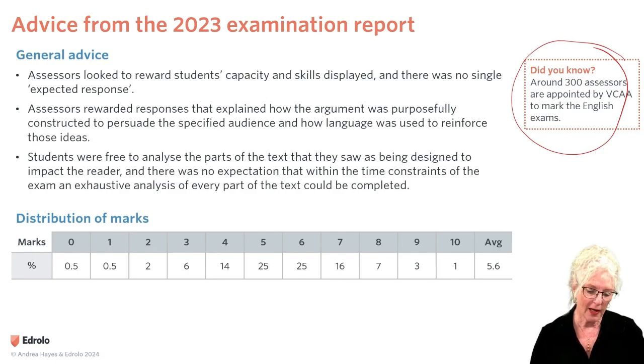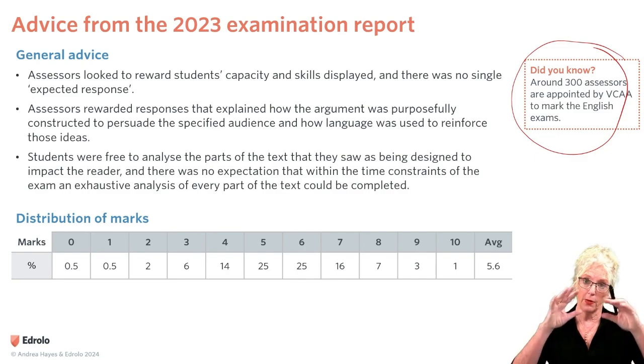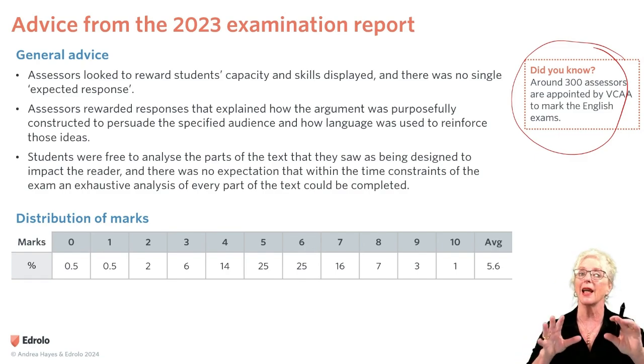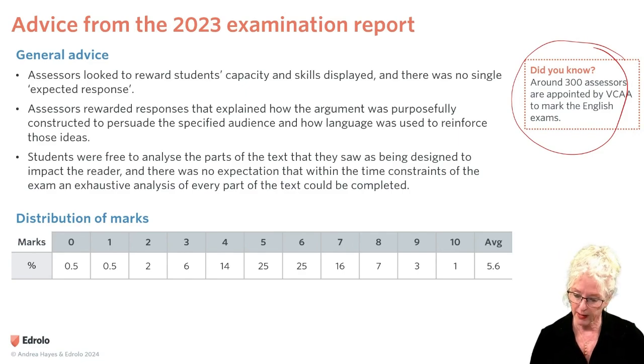Now, general advice comes in the form of an external examination report every year. It usually comes out or is published around about March. Okay, there'll be general advice sections, and then there'll be more detailed advice for sections A, B, and C. So here we've got some extracts. Assessors look to reward students' capabilities and skill. They really do. They don't look to downgrade you at all. They always look for the good stuff.